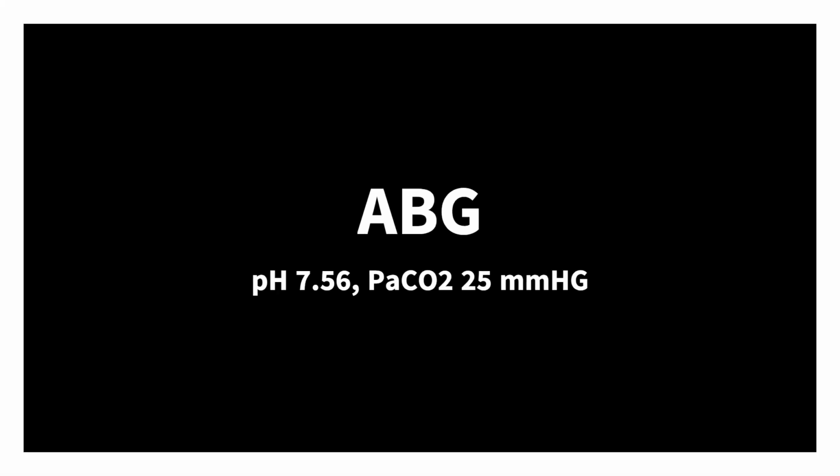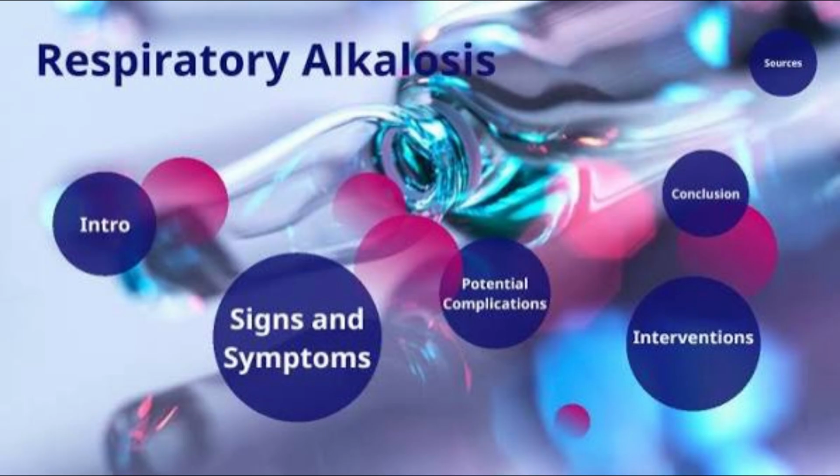Have you ever looked at an ABG with a pH of 7.56 and a CO2 of 25 millimeters of mercury, but wondered whether it's simply hyperventilation or whether there's another metabolic disorder hiding underneath? In the next 5 minutes, I'll discuss respiratory alkalosis, assess compensation correctly, recognize mixed acid-base disorders, and avoid the common mistakes clinicians make.